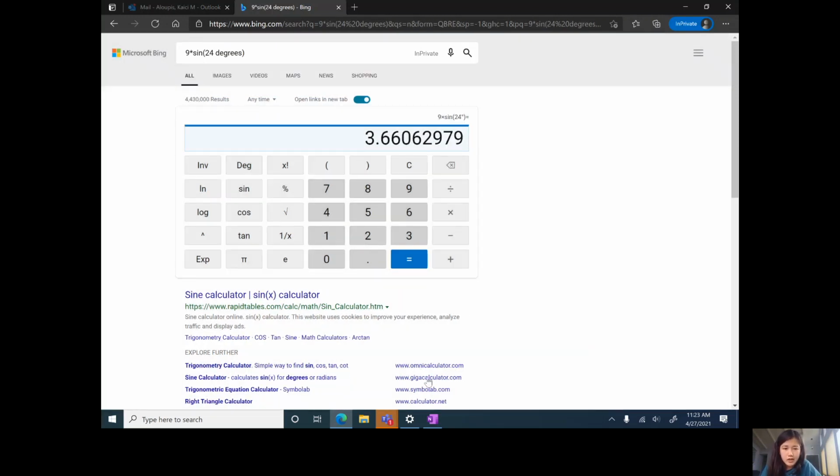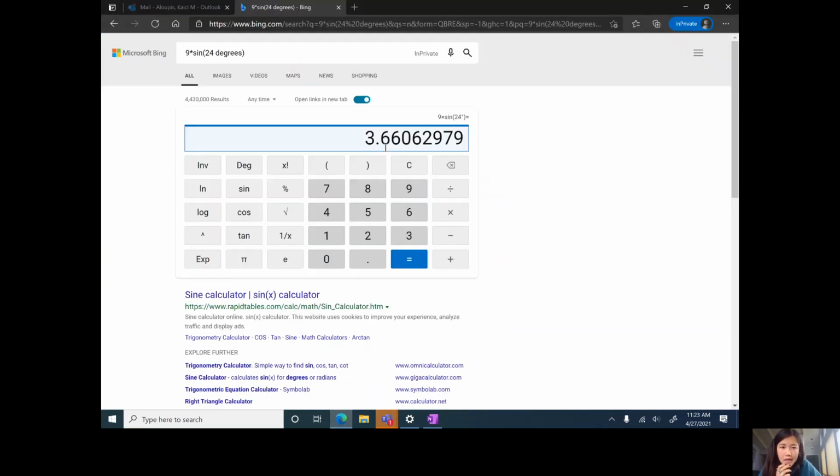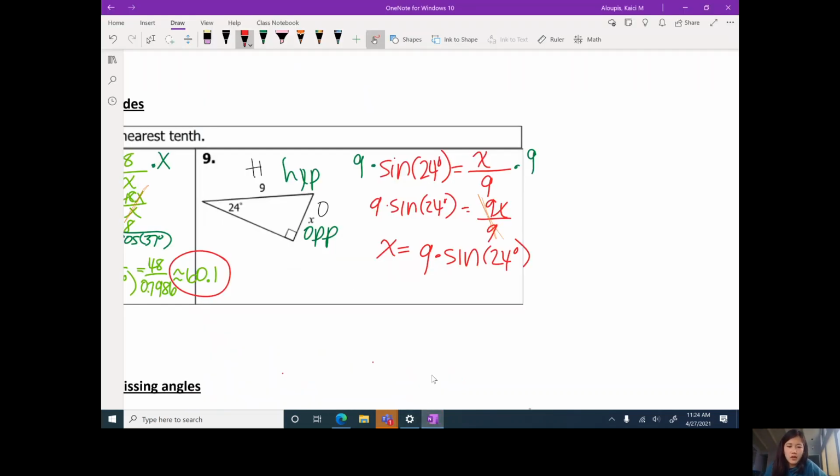Cool, that's what I got on my calculator as well. So to round this number to the nearest tenth, that means that we need to round this number, the first decimal. This number is either going to round to a 6 or to a 7. To decide, we look at the next number to the right. If the next number to the right is 5 or above, we round up. So we're going to round this to 3.7.